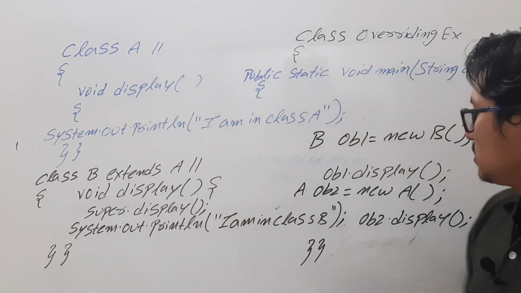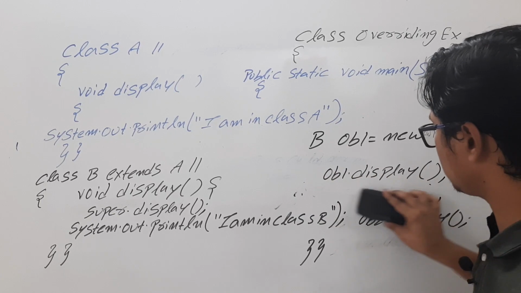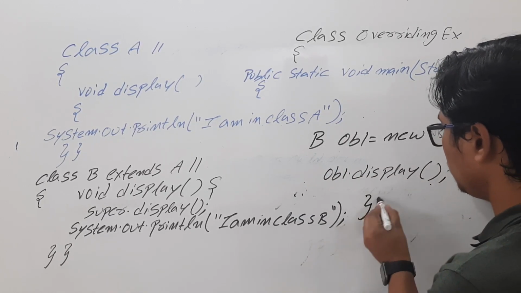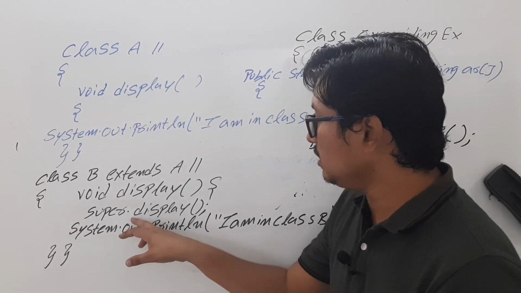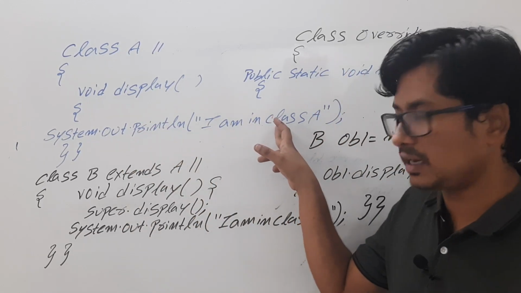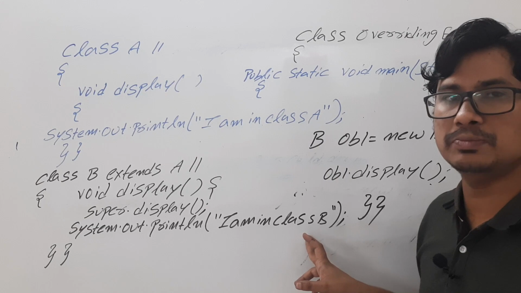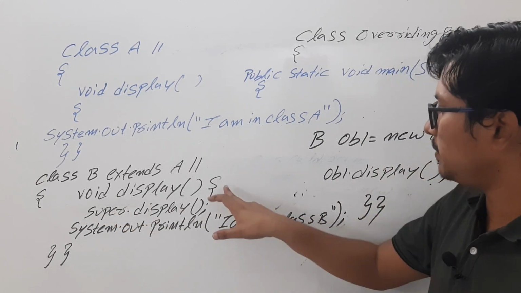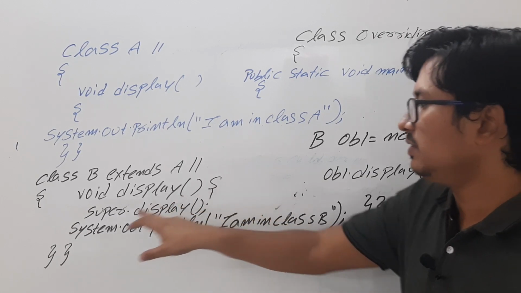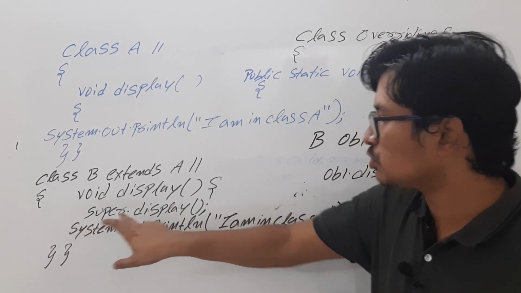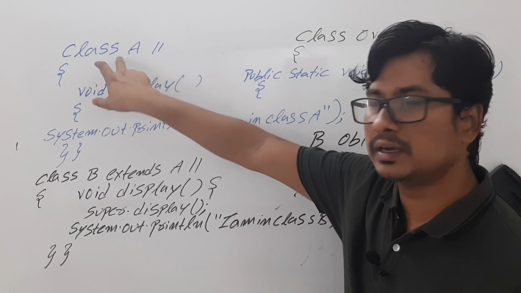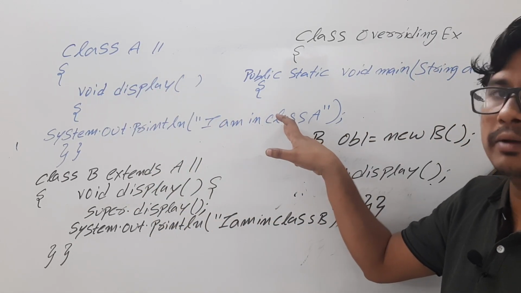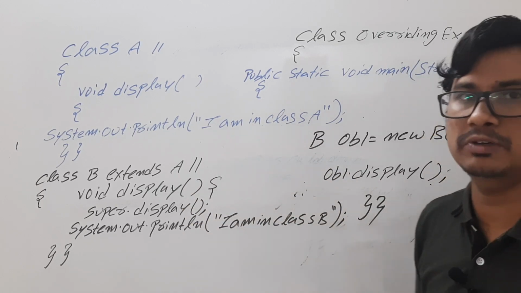So in this case, let me erase all these things. And if I'm just using the super keyword, then it will give you the output as I am in class A, then I am in class B. I hope you have understood, because once you are calling the display method, it will be invoked. Then in this method, the first statement is super.display. So it will go to the parent class. In the parent class, the display method will be invoked. So it will print I am in class A. Then I am in class B will be displayed.